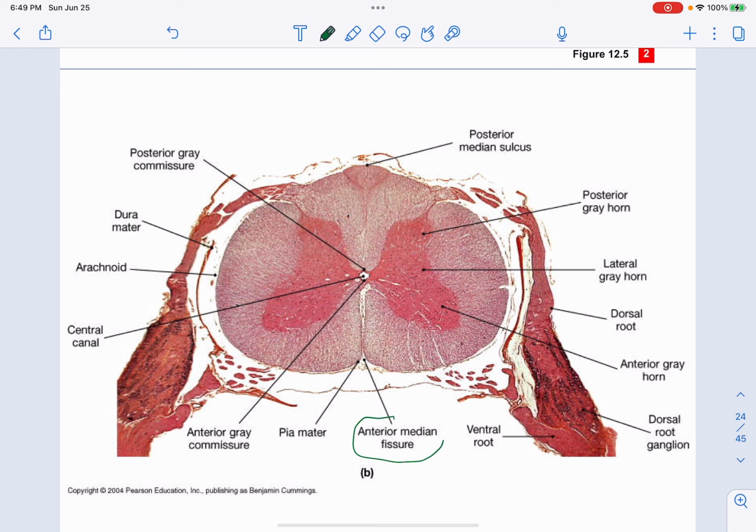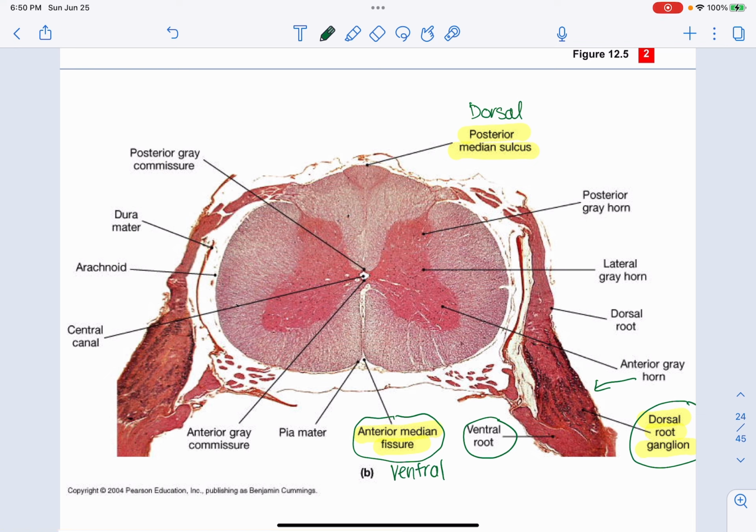So let us orient ourselves as we always do. Here is the anterior median fissure. I'm going to highlight this. And then the posterior median sulcus. If ever you're having a hard time orienting yourself, you can also find the dorsal root ganglion. It's this bulge right here. And remember that dorsal means posterior, and ventral is anterior. So you have the ventral root and the dorsal root. That's a structure to look for if you're trying to figure out orientation.